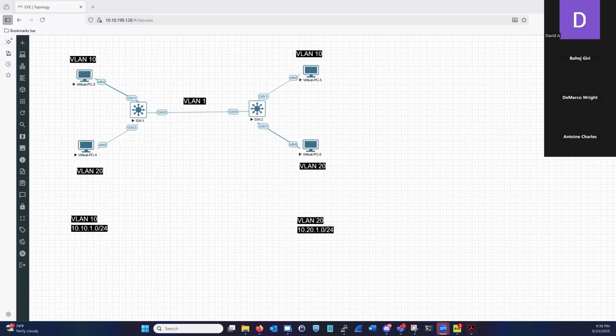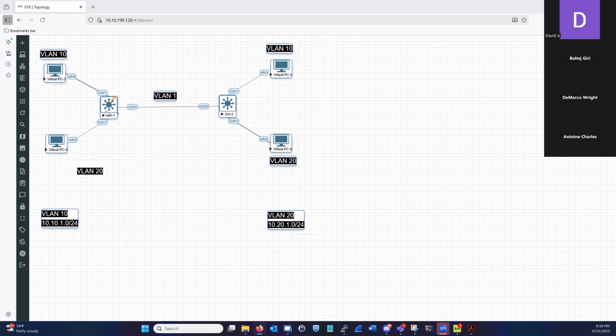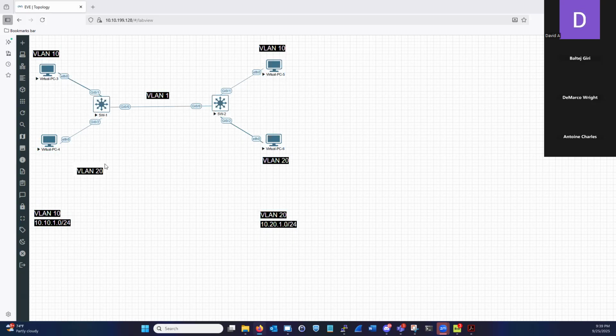So we talked about some VLAN concepts. We talked about how a VLAN is a broadcast domain that's made by software. We're emulating that via this software, via Eve. And we're going to make sure we understand the concepts fully. So with our lab, what we were doing is we wanted to see if we can communicate from PC3 to PC5.